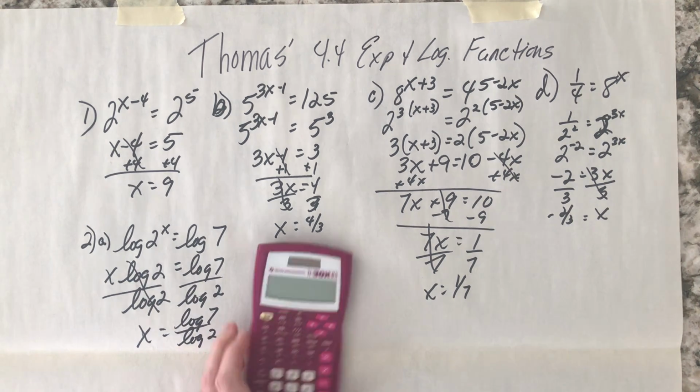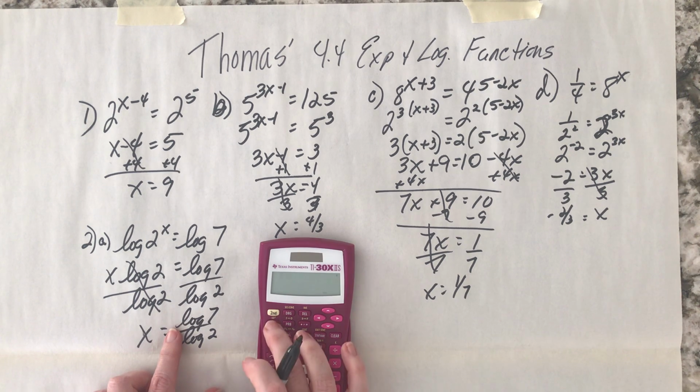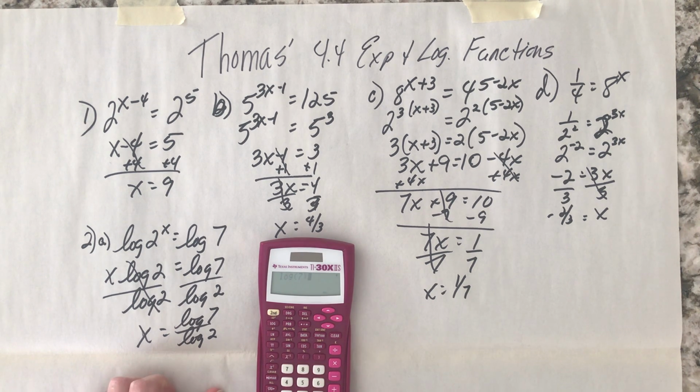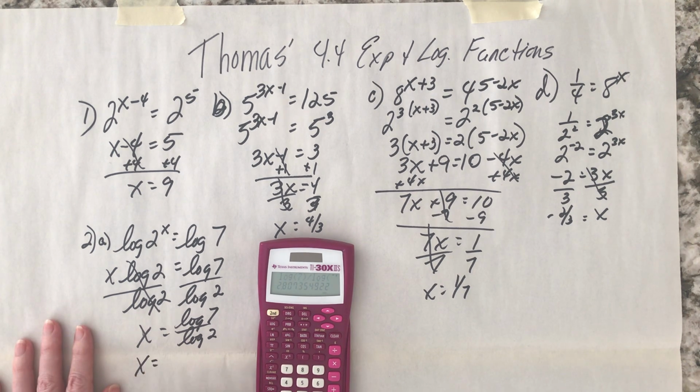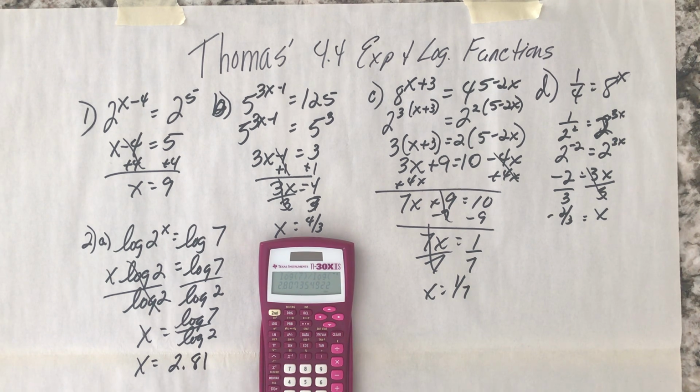Grab your calculator, almost done here. Log of 7, close it out, divided by log of 2, and we're getting 2.07354922. That's good. What we want to do here is round to the nearest hundredth, I think he said. Yes, he did. So make it look like money. So $2.81. That 7 will make the 0 go back up to a 1.